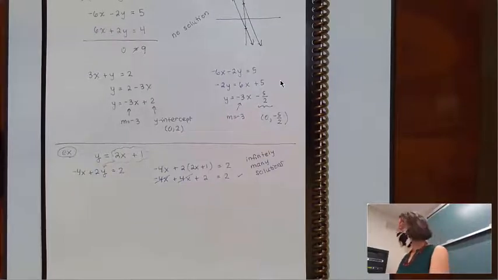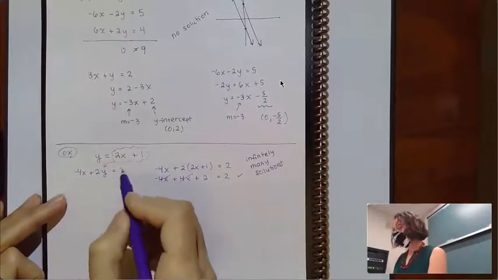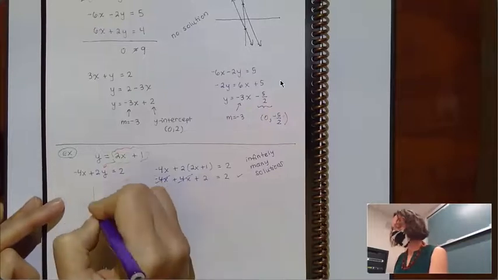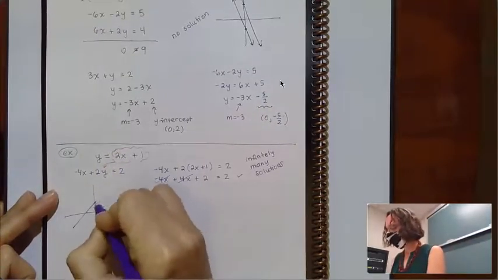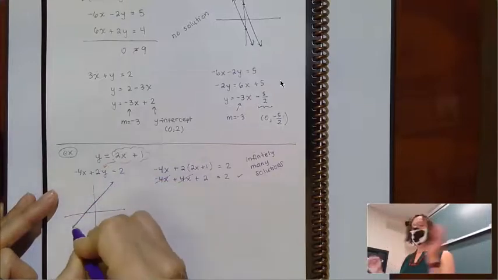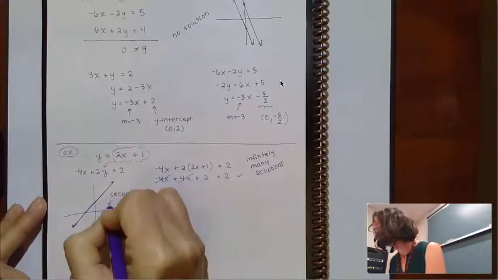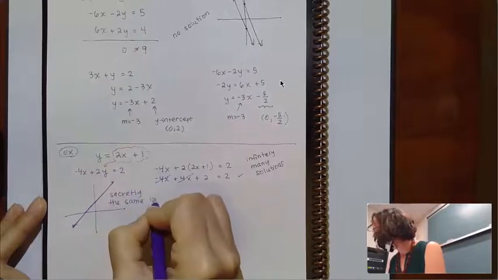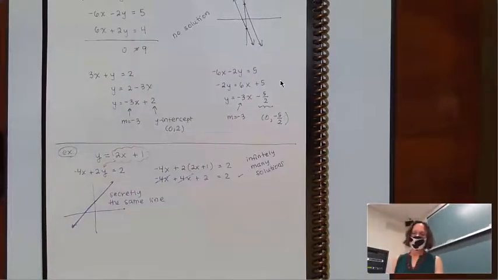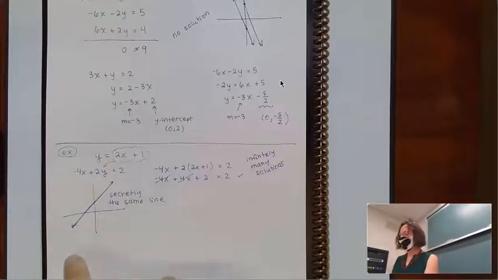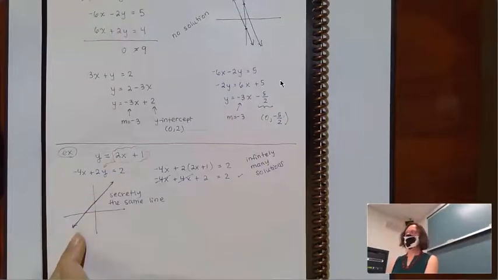So in terms of that infinitely many solutions thing, if I take these two equations and rearrange them, they both rearrange to say exactly the same thing. So if I were to graph these, they're actually both the same line, just stacked on top of each other. Secretly, the same line. Now, that doesn't mean that every single x and y value is a solution, but it does mean that any x and y point on that line is a solution.